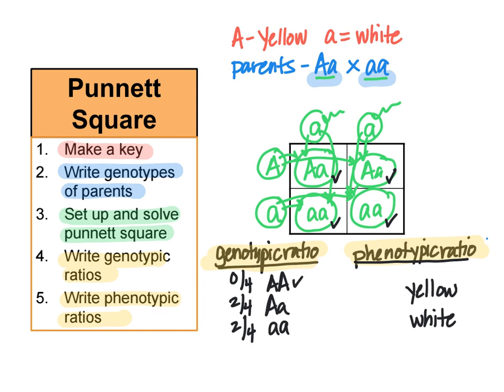We can see that the homozygous dominant doesn't have any occurrence in our Punnett square. However, we have 2 out of 4 that are big A little a. So 2 out of the 4 possible offspring are going to be yellow. We also know that in order to be white, we're going to need to have only recessive alleles. That is going to be a homozygous recessive genotype. And we know that 2 out of the 4 offspring have the homozygous recessive genotype. This tells us that half of our offspring will be yellow and half of our offspring will be white.